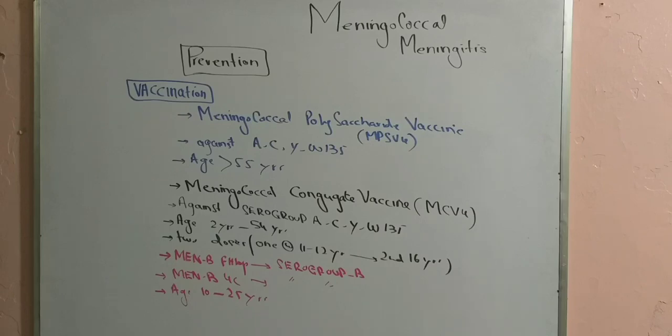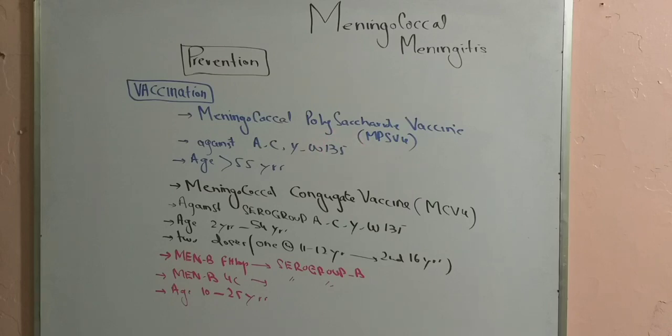As we all know, prevention is always better than cure, so there are vaccination programs which prevent the development or spread of the disease in the first place. So how many vaccines have we got? There are 4 categories of vaccine. The first one is the meningococcal polysaccharide vaccine, which we call MPSV4. It is given to patients who are more than 55 years of age, and it is used against serogroups A, C, Y and W135.